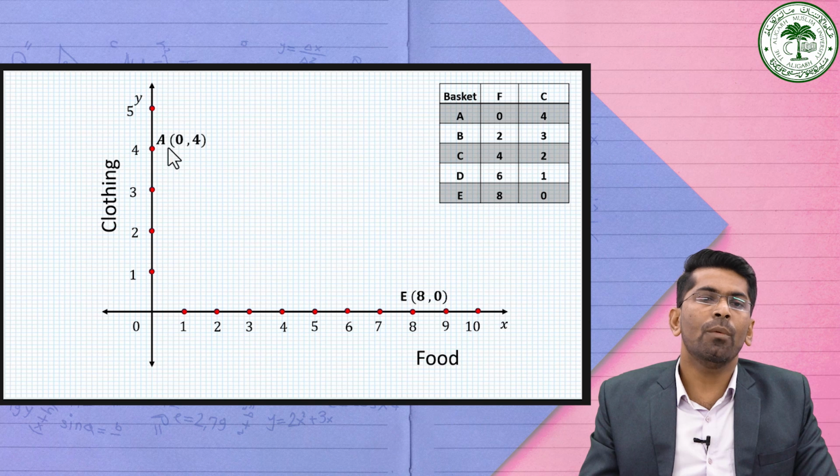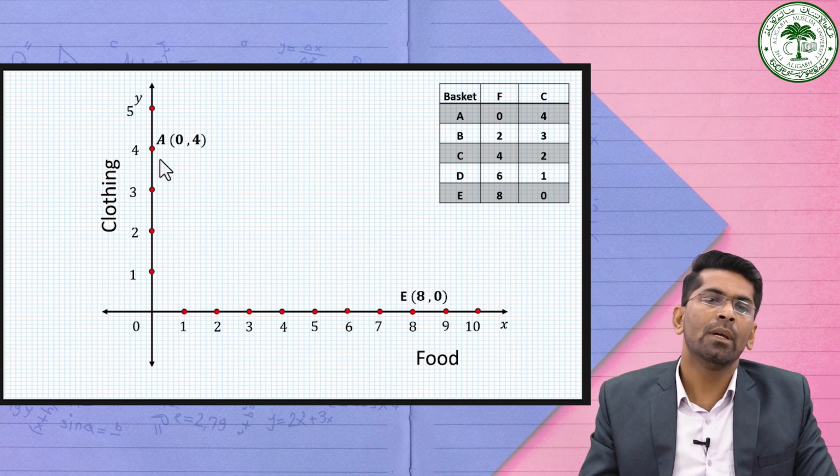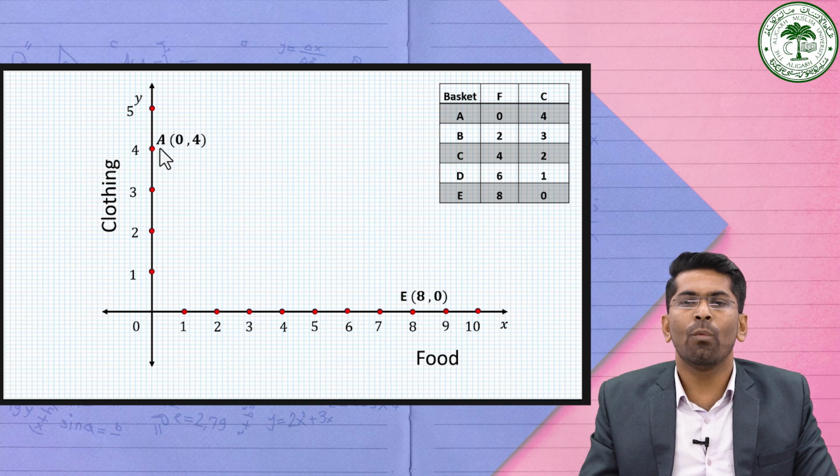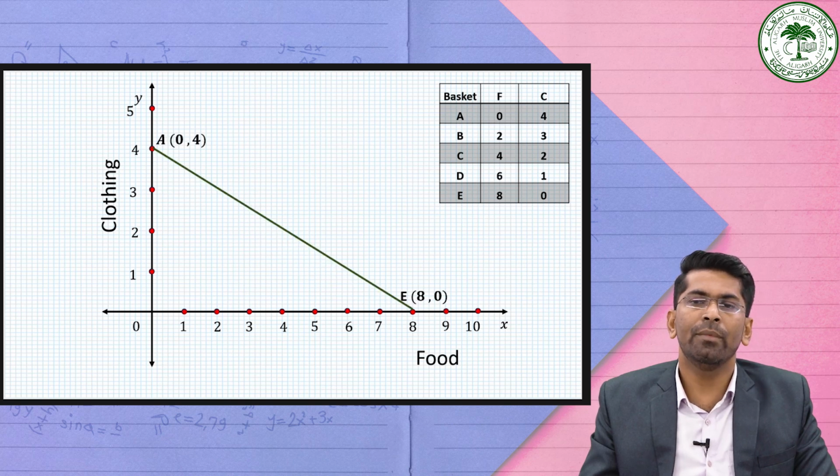Then the second term, the y-intercept, is where the particular budget line crosses the y-axis. That is A, which is 0 units of food but 4 units of clothing. So this is the y-intercept term. After getting the x and y-intercept terms, we will interconnect these points with a straight line. So this is the straight line which we are using.